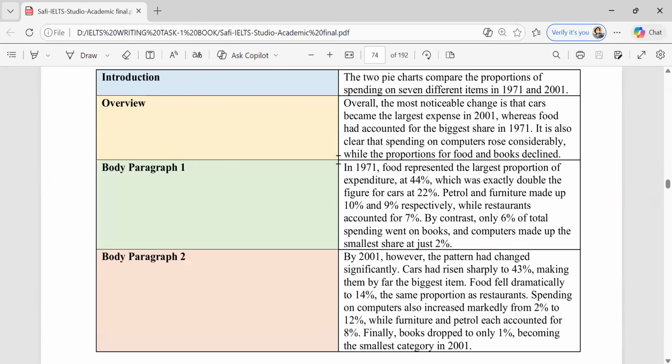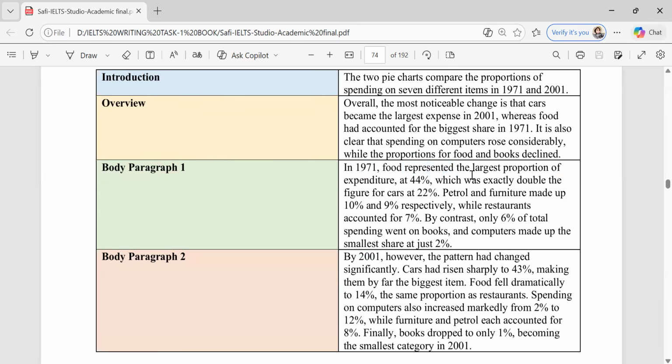फिर हमारे पास दो ग्राफ्स हैं. So if we have two graphs, so one main body paragraph we can write on one, like it's on 1971. 1971 comes first, so that's why I have to mention it first. Then we have 2001, it comes second, then we need to mention the second one. So 1971, food represented. तो ये words आप लोगों ने याद रखने हैं. Represented, comprise, made up. आप लिख सकते हैं इसमें constitutes, distributed. Different words should be used here.